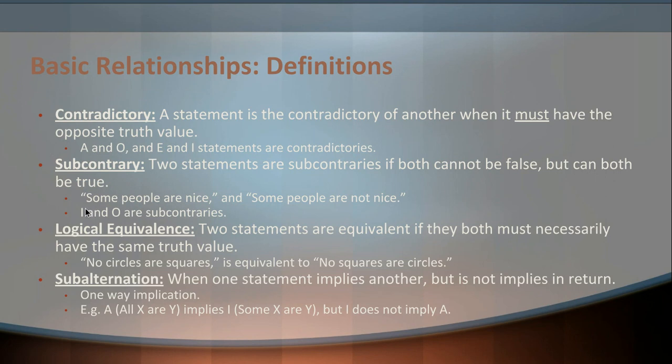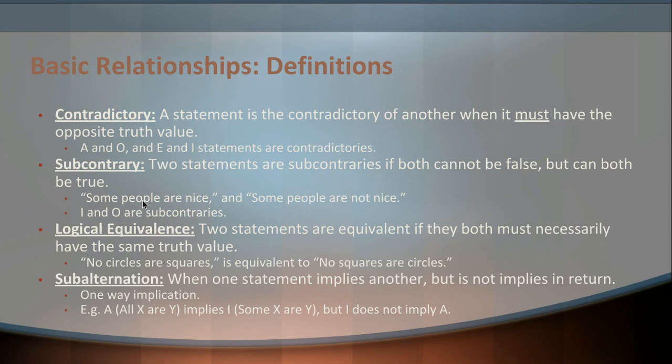Rephrase this again, taking away the sum. At least one person is nice. At least one person is not nice. It can't be false for both of these statements to be false. It can't be the case that there's neither one person who's nice nor one person who's not nice.